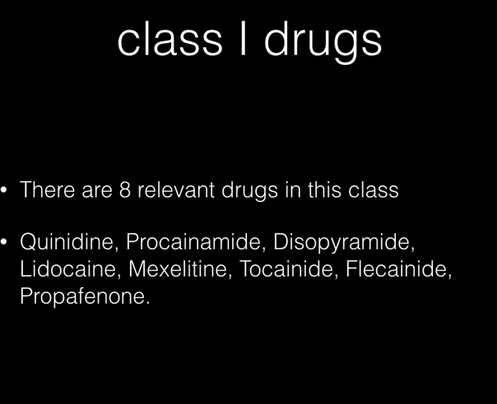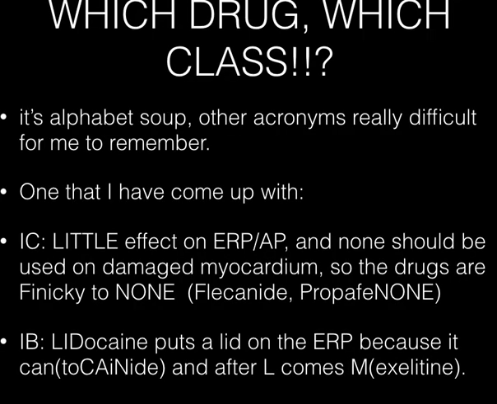So Class 1 drugs, those are the sodium channel blockers. There are 8 relevant drugs in this class, and they are quinidine, procainamide, disopyramide, lidocaine, mexiletine, tocainide, flecainide, and propafenone. And that was really a mouthful. It's alphabet soup, and the trick is knowing which drug, which class. There are acronyms out there already, but for me, sometimes the acronyms are more difficult to remember, which kind of defeats the purpose of them. So I've come up with a couple of my own, and I hope they're useful to you.